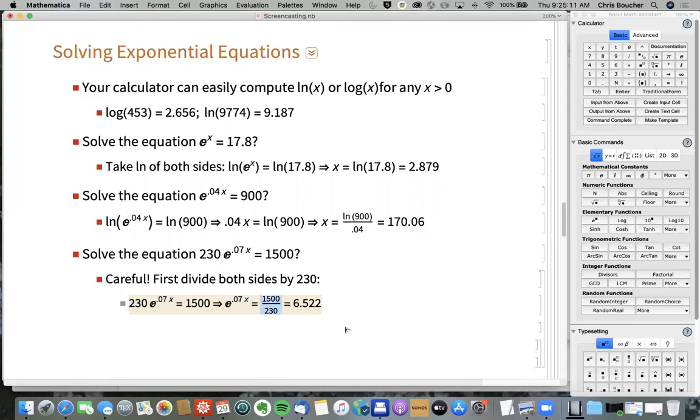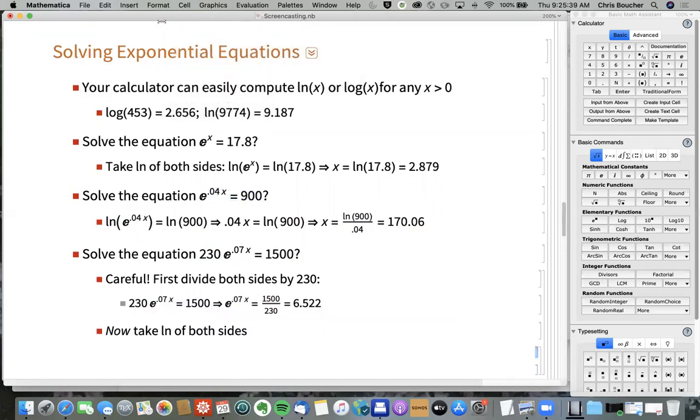1500 divided by 230. Now, best practice would actually not be to do this on a calculator until the end. But it's not a huge crime to do that along the way. You'll just get a little bit more round off error. And now, of course, the important thing is now I have an equation here that's just like the previous example, right? I've got an exponential equal to a number. So now I can take the natural log on both sides.